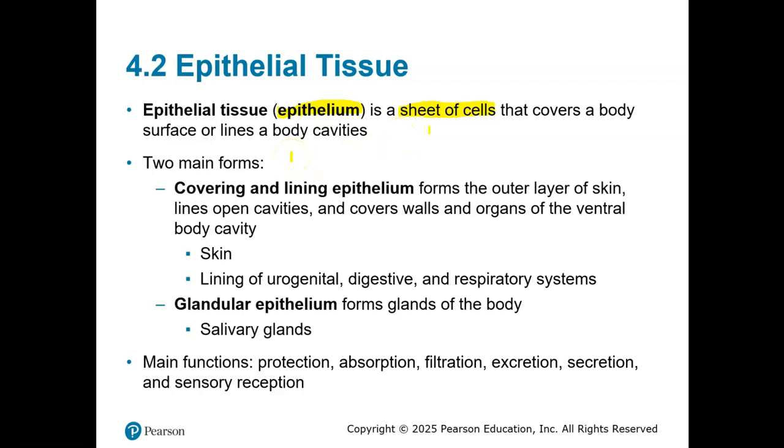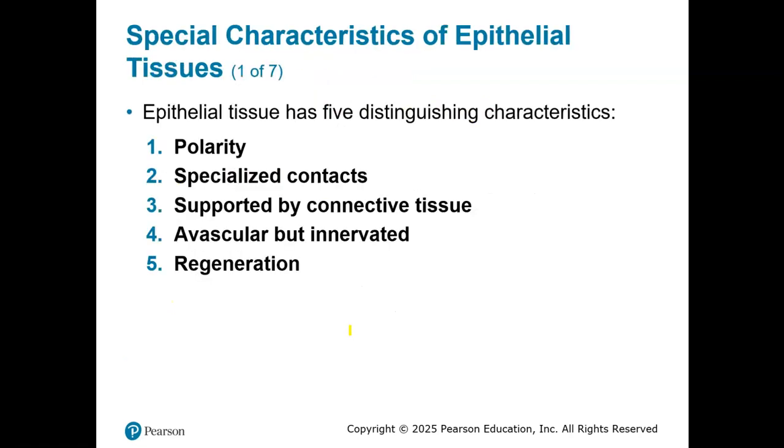So there are two main forms of epithelial. There are coverings and linings, like I talked to you about. And then there's glandular epithelium, and that is the tissue found in our endocrine and exocrine glands. So they give the example of the salivary glands, but any glands really.